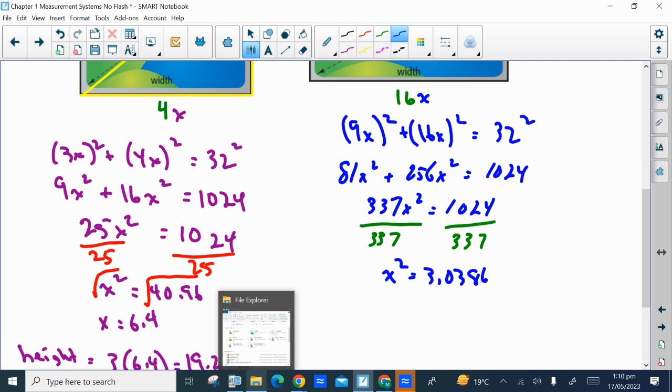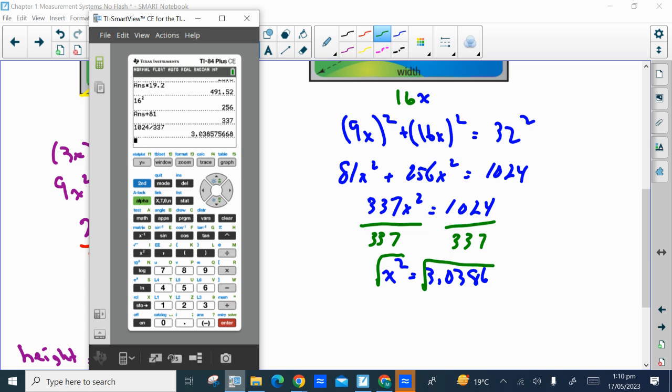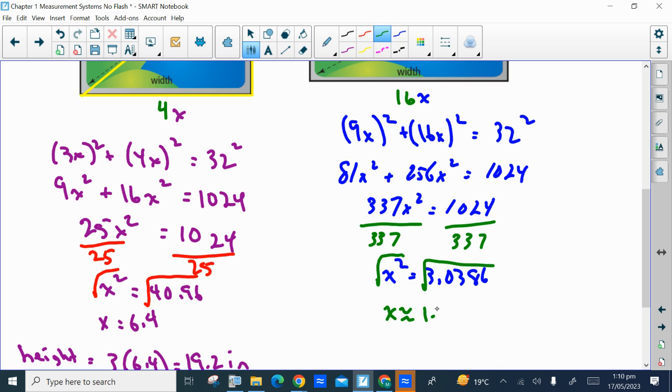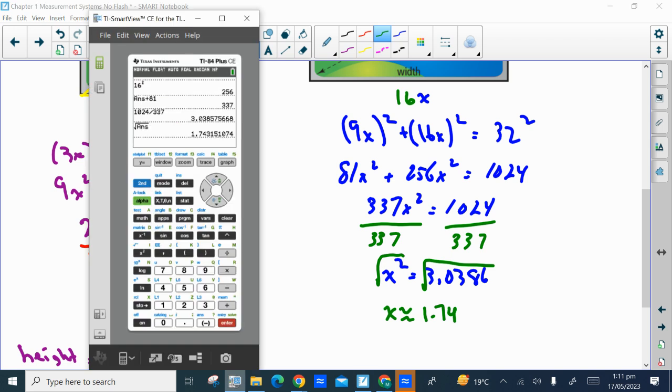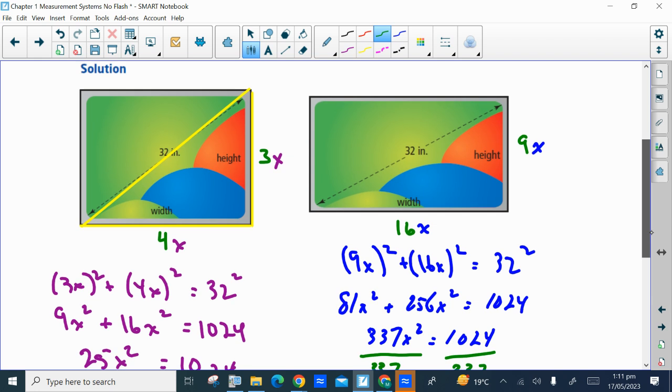And then we'll take the square root of both sides to get x. X is approximately 1.74. Okay, I'm going to store that number into memory because it's an irrational number. So I'm going to store it into memory slot A because I need to take that number and multiply it by both 9 and 16.